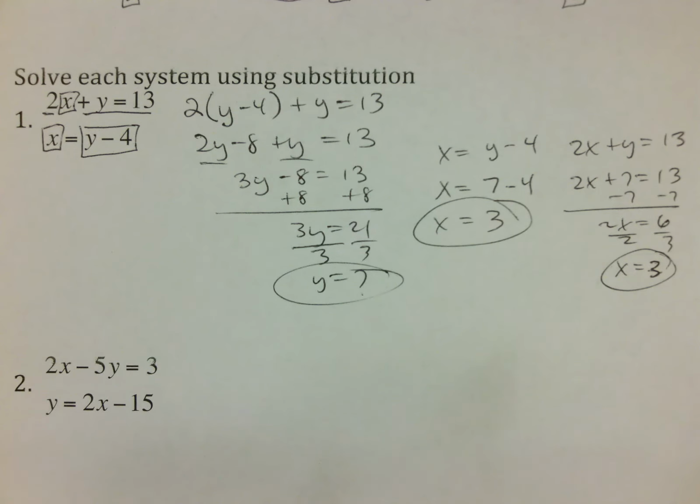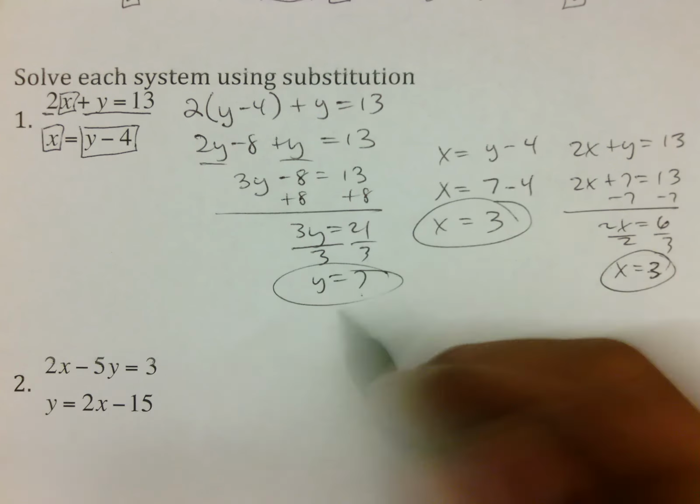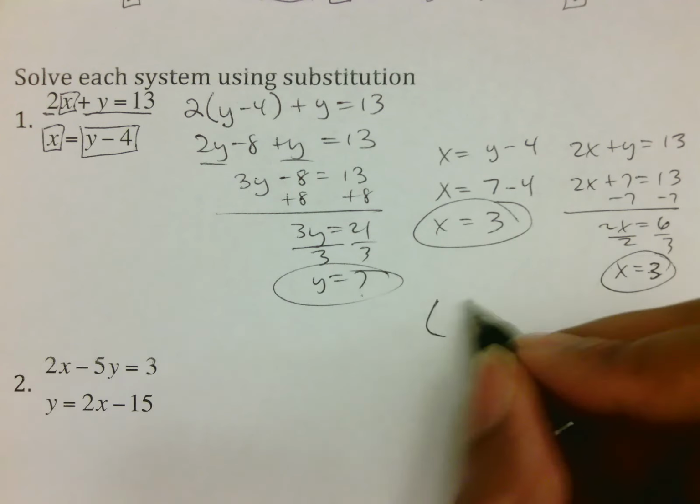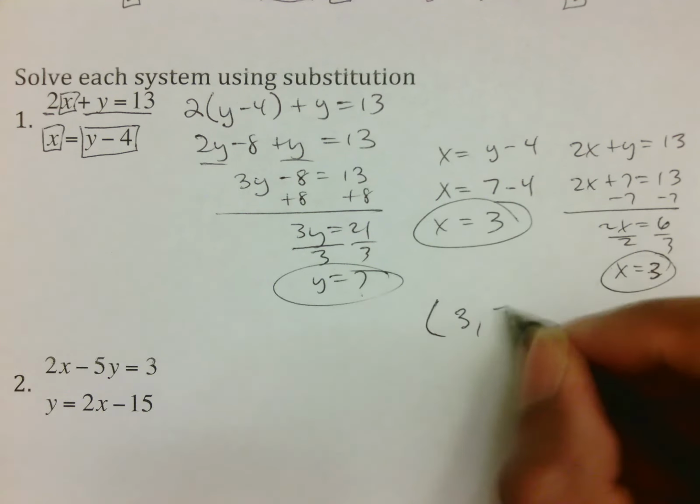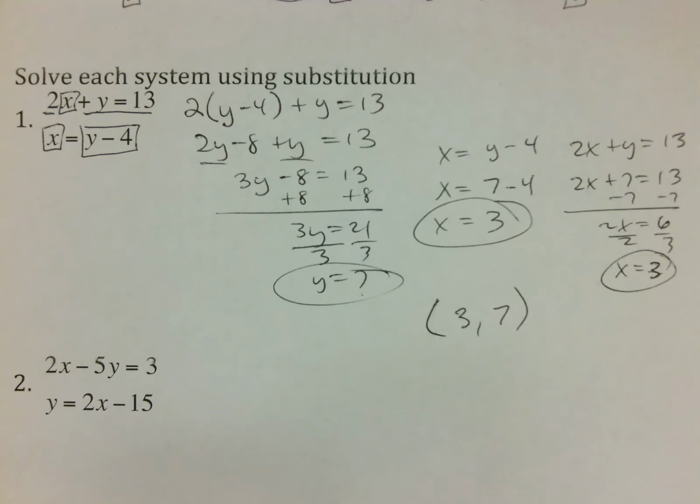And typically they're going to want it in ordered pair form. And so once you get your x and your y, remember that x always goes first, y always goes second. Hopefully you learned this in your last class, 134A, because you were supposed to get this far. But either way, your answer comes out as (3, 7) whenever you do that.